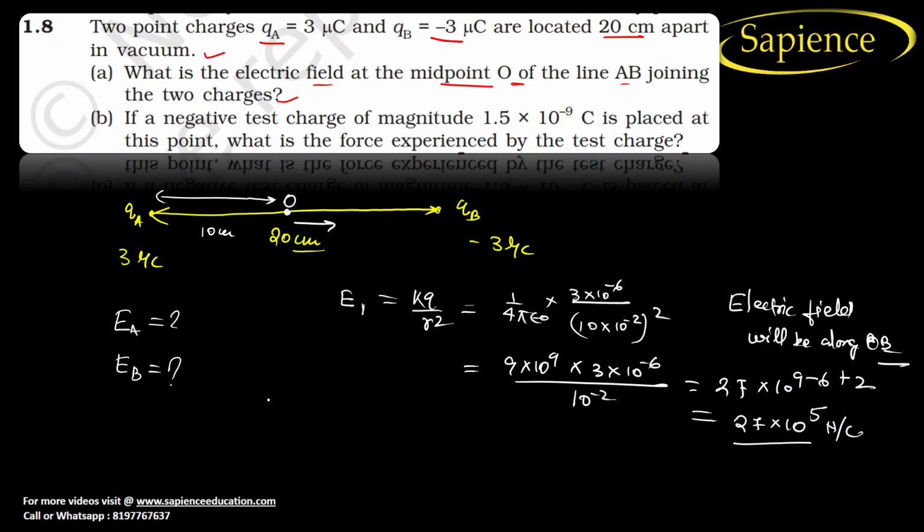Now we need to find the electric field due to charge minus 3 microcoulomb. So let us find the electric field due to that charge. So this will be equal to again kq by r square.